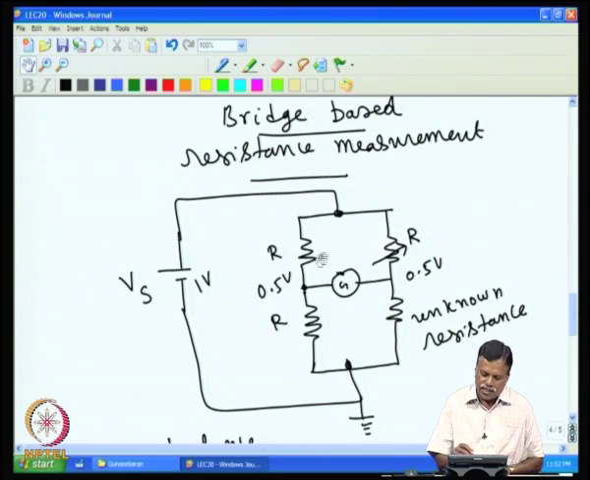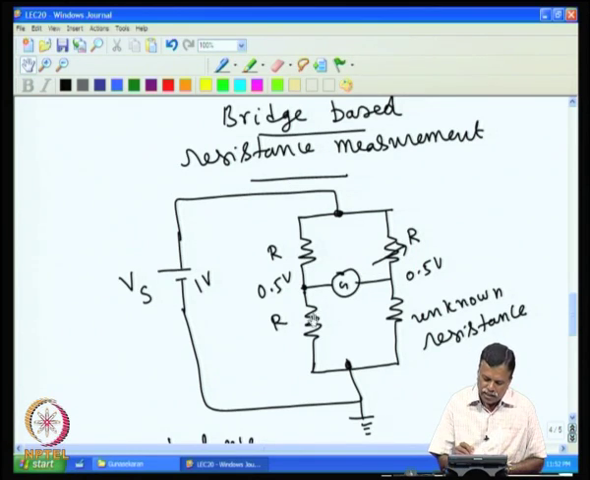With temperature, these resistances are equal. Whatever change happens here, the same thing happens here, and here as well, as here. Also the same change occurs. You will find the balance is not getting affected at all. In case the supply voltage changes, that also will not affect the balance of the bridge, because instead of 1 volt, if it goes to 1.1, then this will go to 0.55 and this also will go to 0.55, and the difference will remain the same.